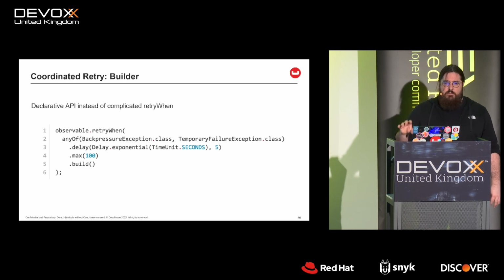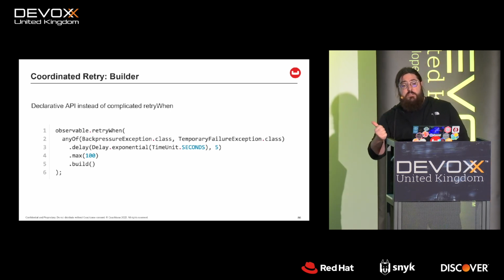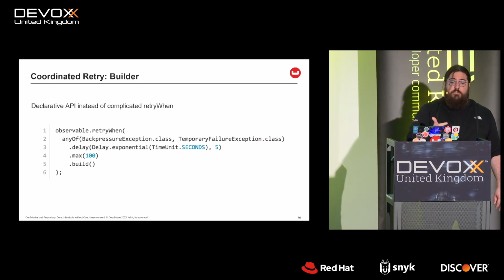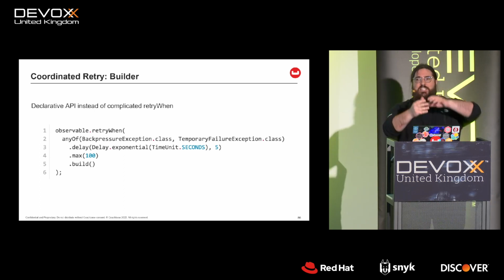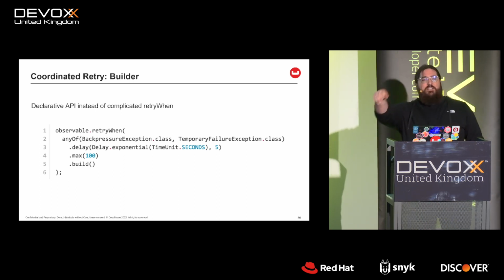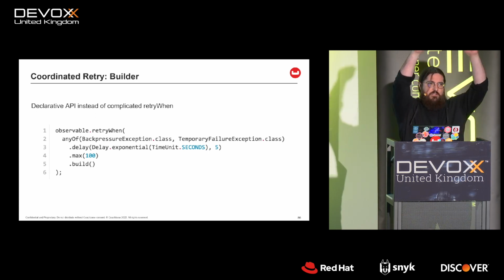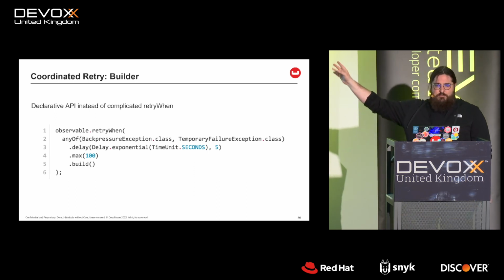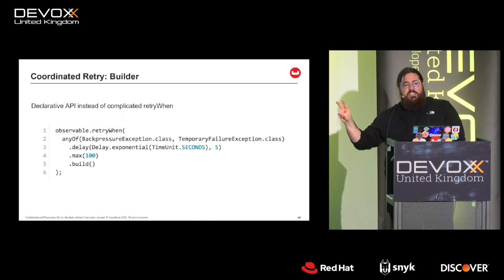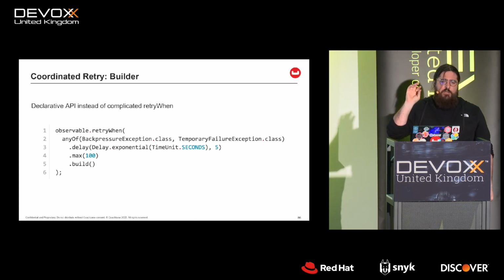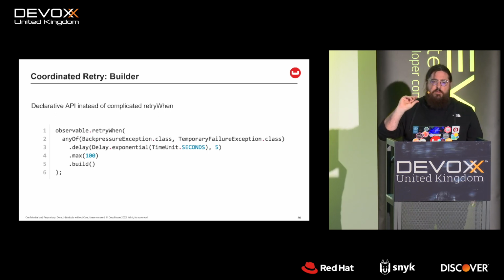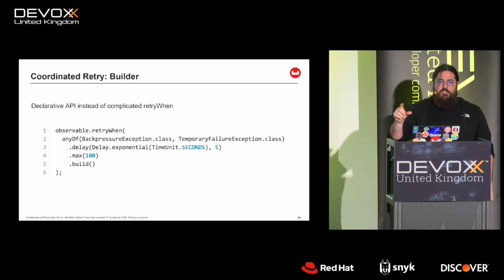So if I get either a back pressure exception or a temporary failure exception, so you have to think about your usual class and your try catch, and then your catch with back pressure exception, and then your catch with temporary failure exception, and all those other things that were before. Here is just one method. If one of these happened, I'm going to create a delay, and I'm going to retry that every 5 seconds.